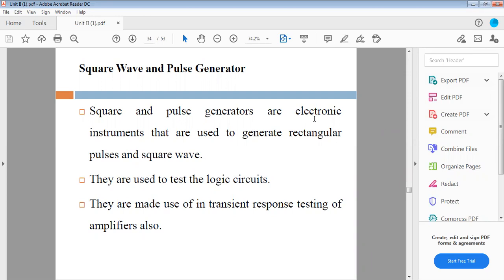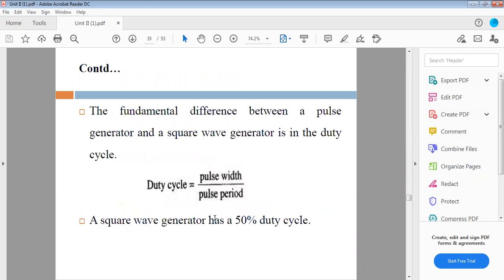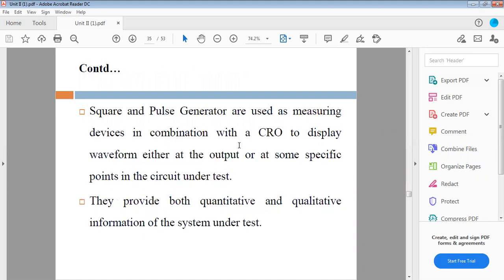These are mainly used as test instruments in electrical and electronic laboratories. They generate the rectangular pulses and square waves, which are used to test logic circuits, and are also used in the transient response testing of amplifiers. When we use the square wave and pulse generator as a measuring device in combination with the CRO, it is used to display the waveform either at the output or at some other point of the circuit which is under test. The displayed waveform has both qualitative and quantitative information about the system under test.